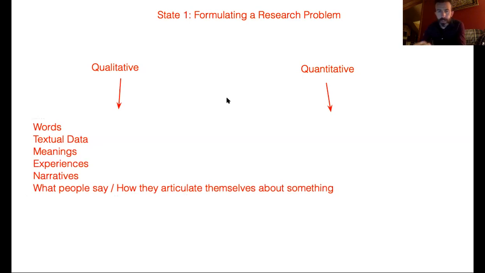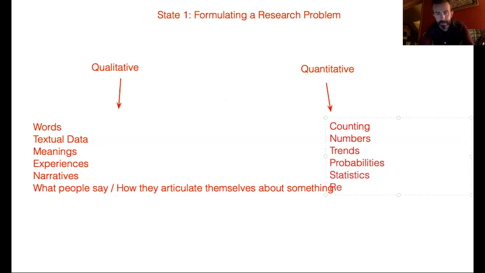That all seems to be very much on the qualitative side. Right? But if you're looking at things, and this is a really naive conceptualization, but I think it gives us some sense of what's going on here. If we're thinking about counting, numbers, trends, probabilities, statistics, relationships, sorry about the font overlapping with the other one, and so on, things like that, you're probably on the quantitative side, right? So I think that's good enough for now. It gives us a basic understanding of these two.